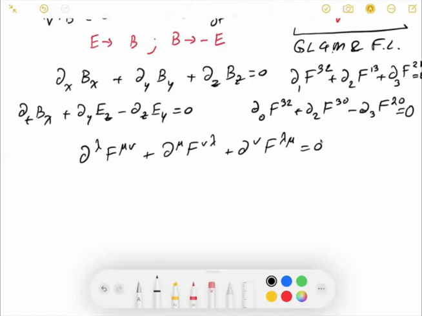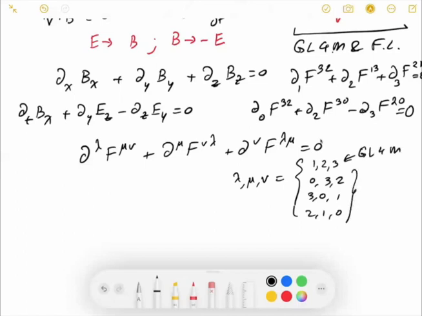And then we have lambda, mu, nu being equal to, okay, here we go. So it's either 1, 2, and 3, or 0, 3, and 2, or 3, 0, 1, or 2, 1, 0. Okay, 1, 2, 3 was Gauss's law for magnetism, and these three will get you the three components for Faraday's law.